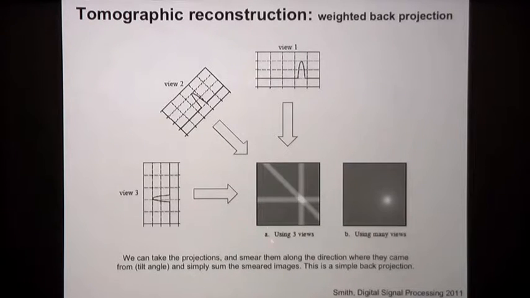How we would reconstruct our tomogram is to take these one-dimensional projections and simply smear them back into the two-dimensional volume, back in the direction where they came from. Here is an example using 3 different projections. And if you combine many different projections, we get a much better representation of our original object. This technique is called simple back projection.